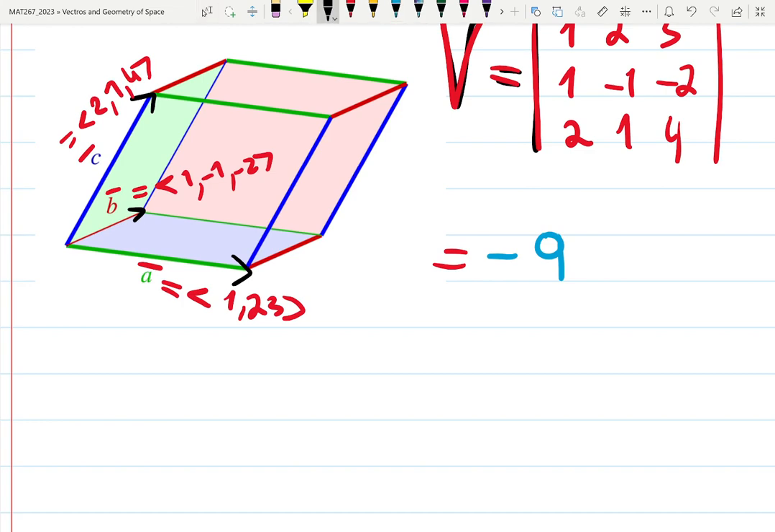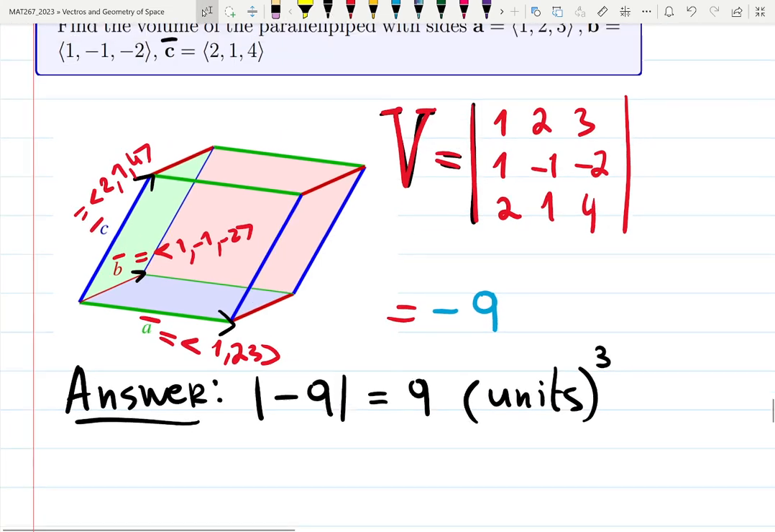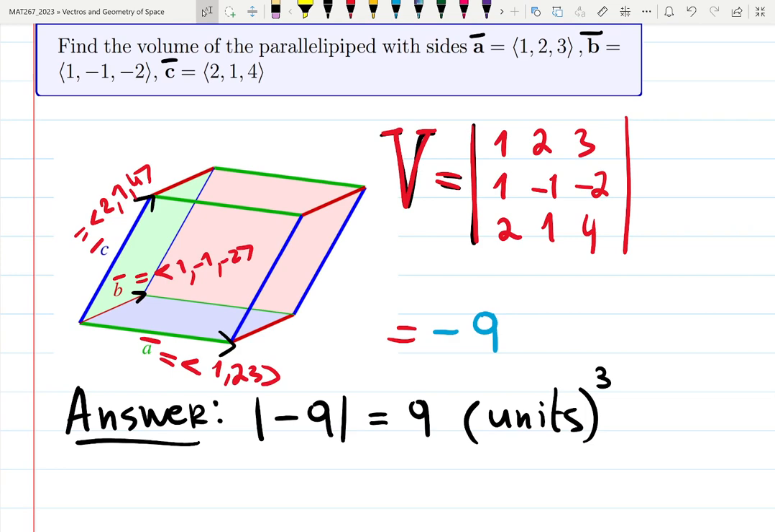Answer. Absolute value of minus 9 is 9 units what? It's a volume. Units? Cube. Thank you. What do you think about this?